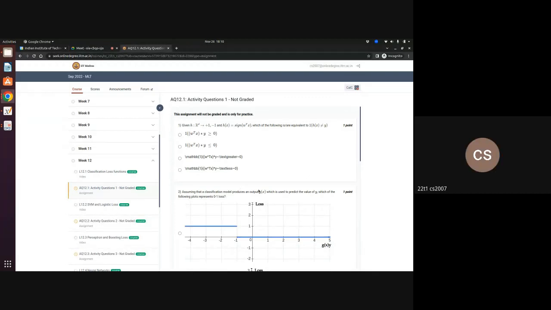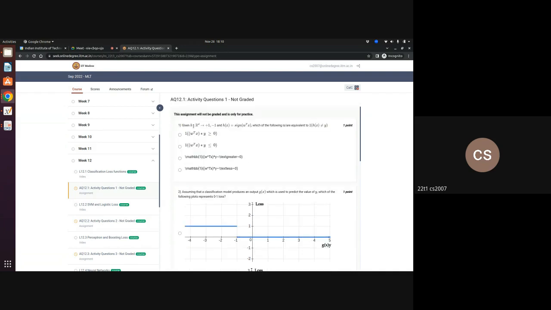Okay, so here you see the first set of activity questions. I hope you've watched the videos so you'll get some idea of these questions. So let's go over them. There's some configuration issue here. I hope you can see this is just less than, this one is greater than 0, and this is less than 0. It's all okay. So I'll get this fixed after the session.